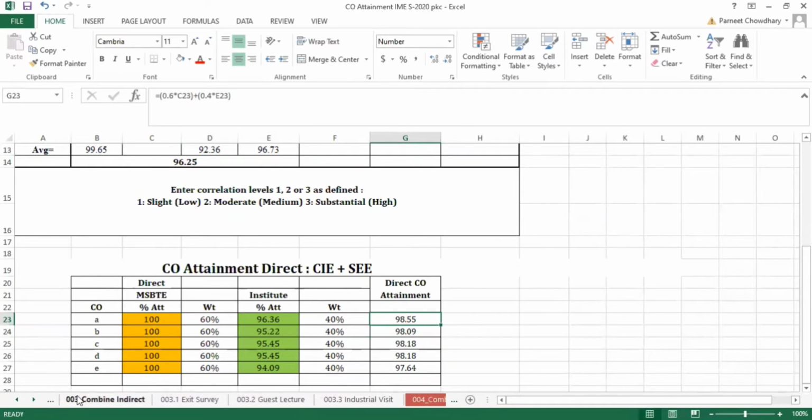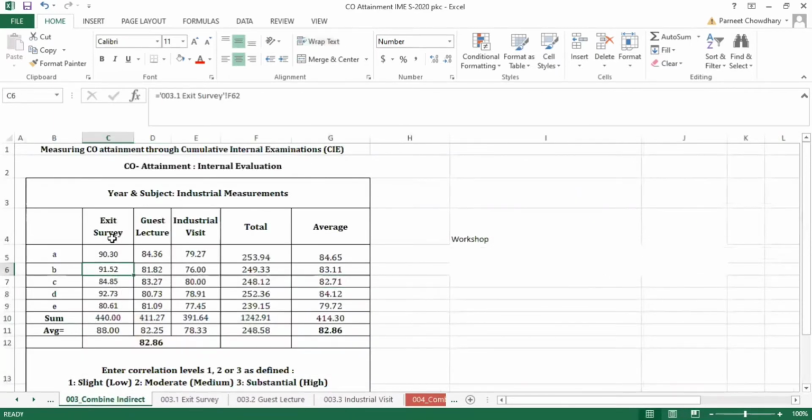Then after this, the next part is the indirect attainment. Indirect attainment involves tools like course exit survey, guest lecture, industrial visit, workshop if you have conducted, or any other extra session that you have conducted. So here also, now you see exit survey, guest lecture and industrial visit. 003 is the main sheet and it has these three backups: 003.1, 003.2, 003.3.